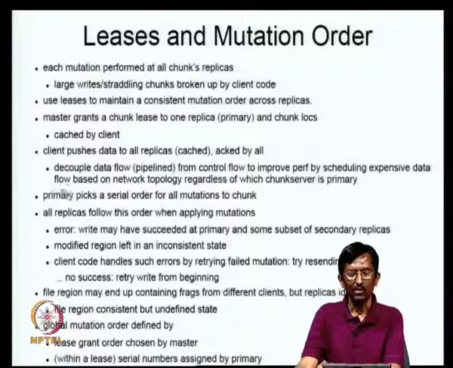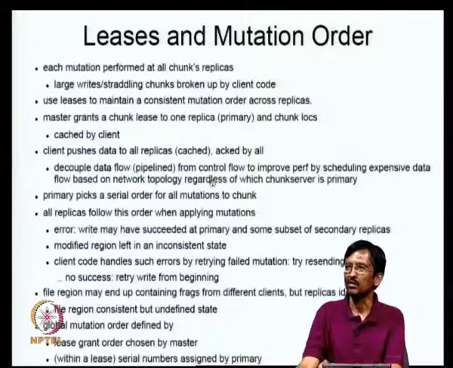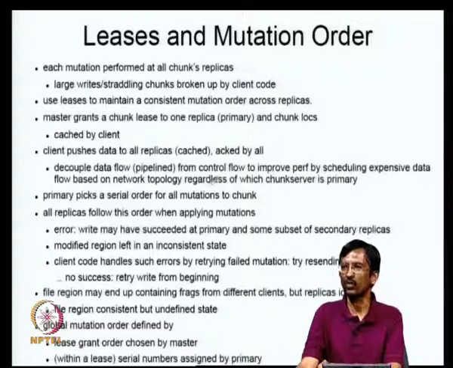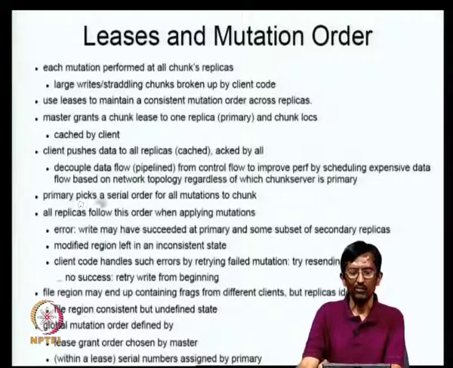The primary picks a serial order for all mutations to the chunk. Now, the client is telling the primary, I have sent all the data to everybody. Now, you decide the order and do the actual write. So, the primary picks a serial order for all mutations to the chunk. All replicas follow this order when applying mutations.